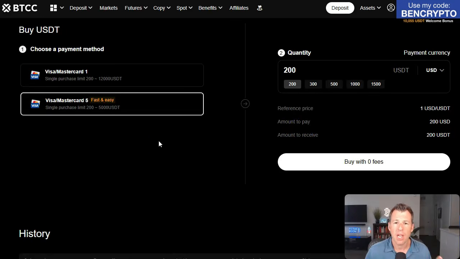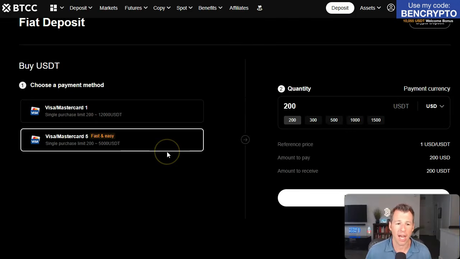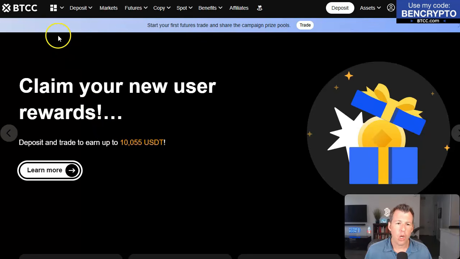Now sometimes with some banks, on the first Visa or Mastercard deposit to an exchange, they don't recognize the exchange, so they void that transaction. Then you have to call them up, say it's okay, and they'll approve the transaction, and all other Visa and Mastercard deposits going forward into that exchange will be okay. Usually that doesn't happen. Next, we're going to cover crypto deposits.